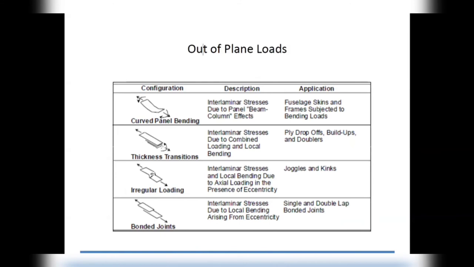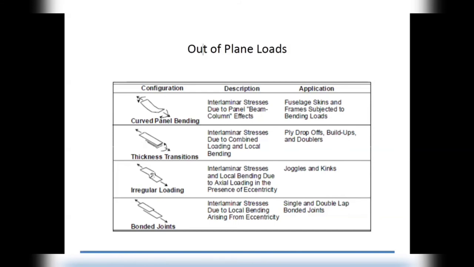Thickness transition regions are where plies are dropping off. What I mean by that is that a ply will not continue compared to other plies, and that can be done to build up the composite to a thicker section. Interlaminar stresses due to this eccentricity in the load path can cause delaminations right at the edges of this buildup. So ply drop-offs, buildups, and doublers are situations where you may see this.